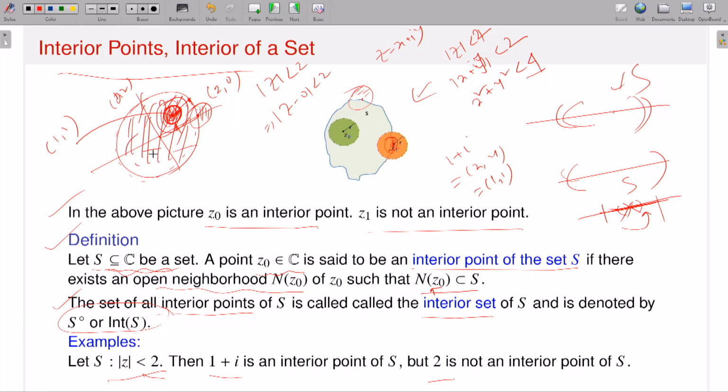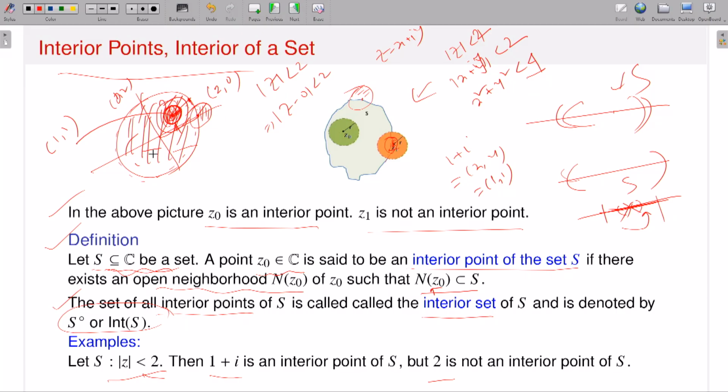Okay. So the point is that whatever notion of intervals we had as basic open sets in R, in the complex plane the open ball or open disc plays the same role. So this, (2, 0), is not an interior point. This is one example.